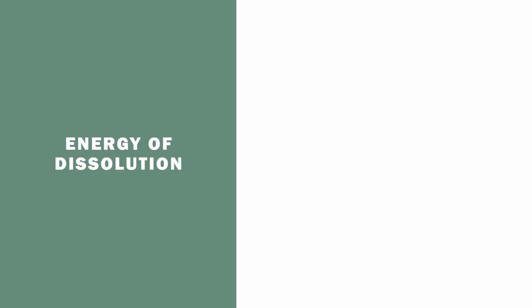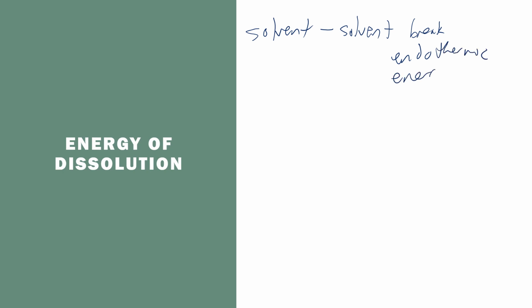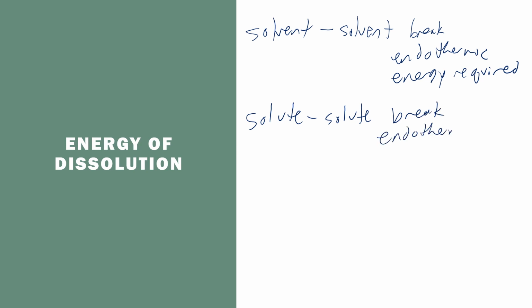Now don't forget that there's three things that have to happen for something to dissolve. So the interactions between the solvent and other solvent particles have to break. Now breaking bonds of any kind is endothermic, or there's energy that is required to break the solvent-solvent interactions. Now, you also have to break the attractions between the solute particles. And again, since that's breaking bonds, that is endothermic, which requires energy.